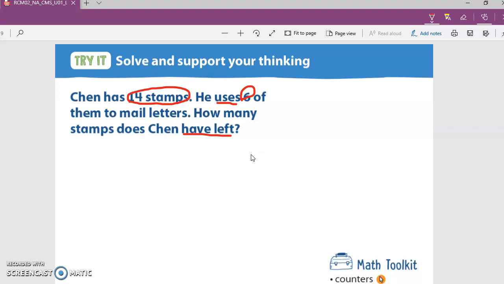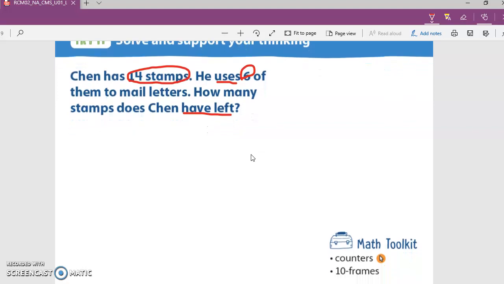So what I want you to do on your whiteboard real quick is try to solve this problem. Chen has 14 stamps. He uses 6 of them to mail letters. How many stamps does Chen have left? What do you think? Go ahead, pause the video, take a second to solve it on your whiteboard, and then come back to see if you were right.